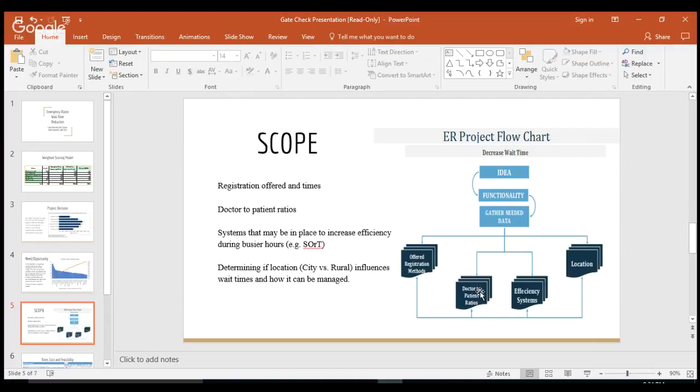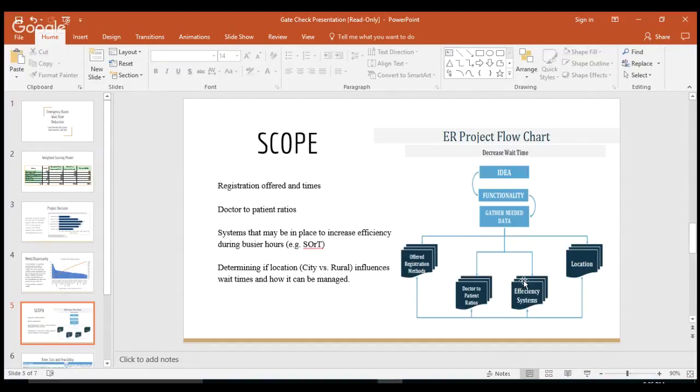The other thing we wanted to look at was the doctor to patient ratio. Doctors with higher patient loads tend to have higher waiting times than those that have fewer patients to look at. And obviously, when you think about that, it would make sense, because the fewer people they have to get through, the fewer people are going to be waiting in the ER.